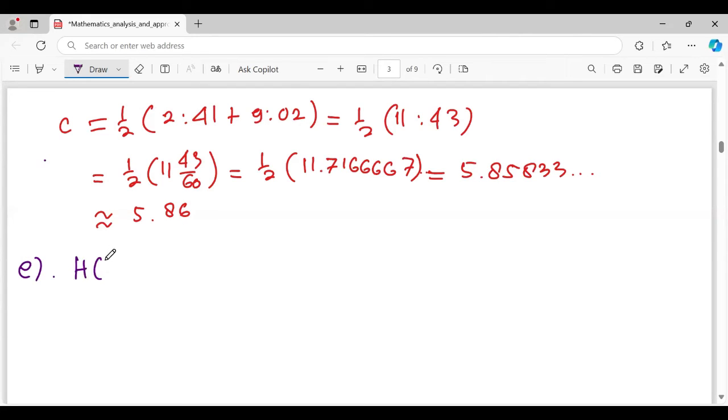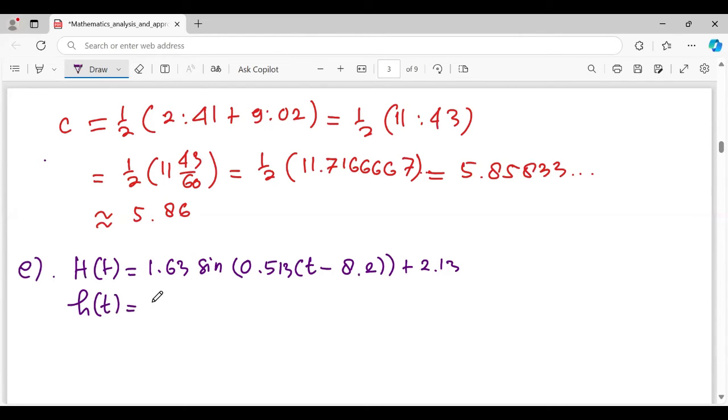The Sulskerry function is 1.63 sine(0.513 (t minus 8.2)) plus 2.13, while the Rockall function is 1.17 sine(0.495 (t minus 5.86)) plus 1.57. A, B, C, D. Yeah, okay.